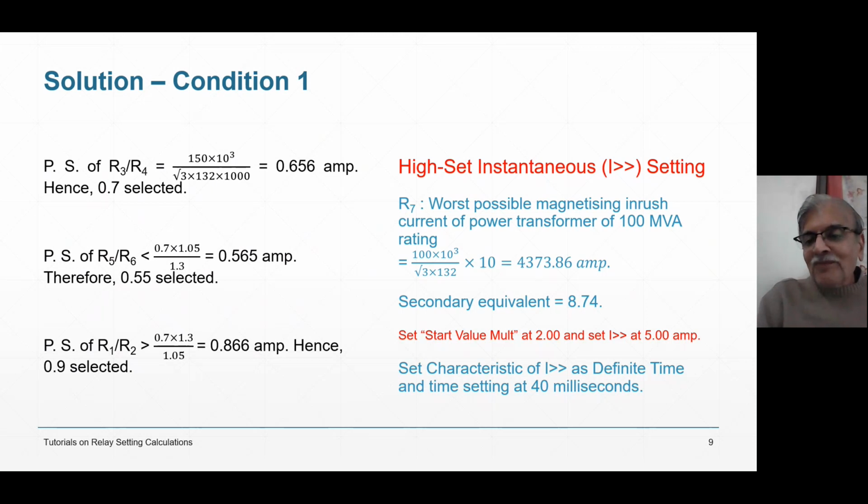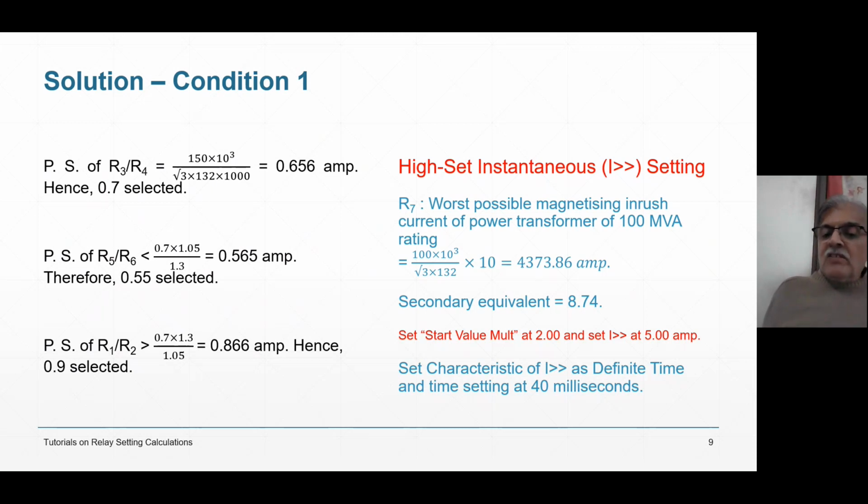Yet the transformer does not trip while energizing. And if there is a fault of 5 ampere, that is, 500 by 1 CT means 5 ampere in secondary, 500 by 1 means 500 times, so 2500 ampere. So if the current is more than 2500 ampere, then the transformer will trip as per the I double greater than setting, right? But while energizing, it will not trip because my start value mult will act.